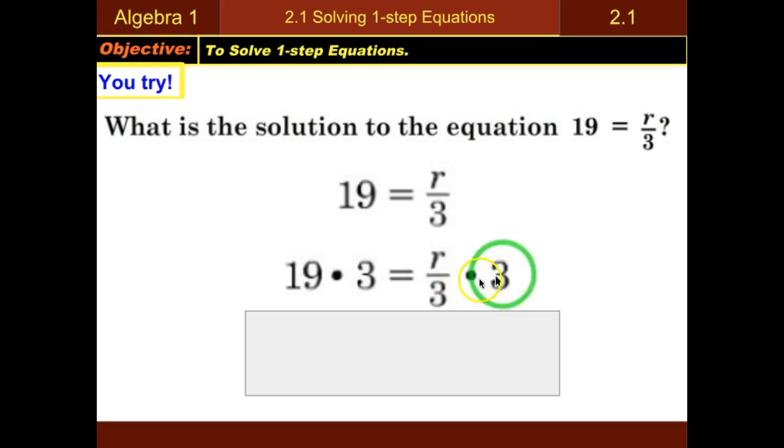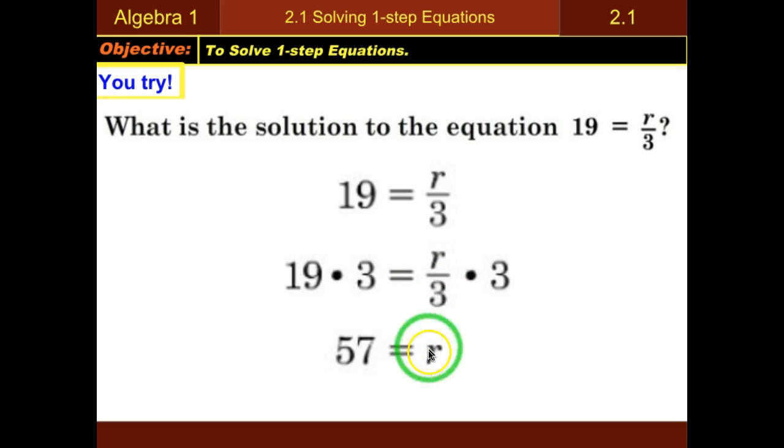Remember, that doesn't mean they mystically disappear. That means they made a fraction that's equal to 1. So 1 times r is r, and 19 times 3 was 57. And once again, I could go plug it in, 57 divided by 3, and it's 19.